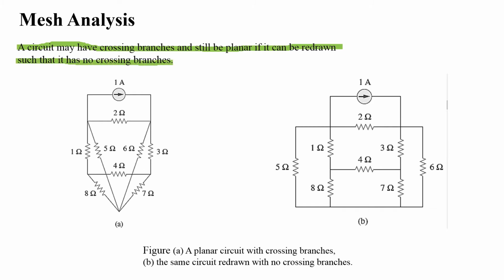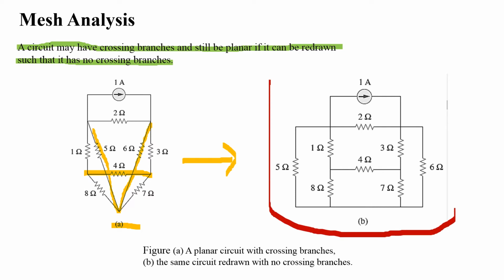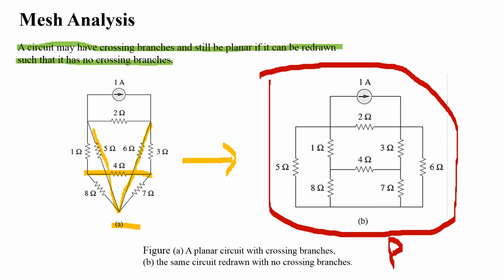So from the figure, you can see that there are multiple branches crossing over each other. So we can say that figure A is basically a non-planar circuit. But when we redraw this circuit, you will see that there are no crossing branches in figure B. So it is a planar circuit. So you can make a non-planar circuit into a planar circuit by redrawing it so that no branches cross over each other.